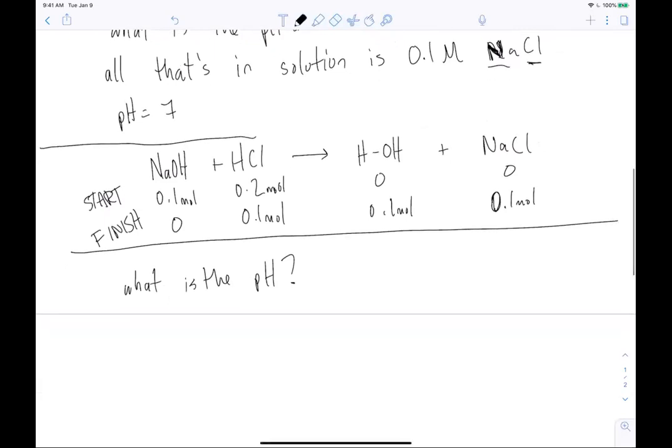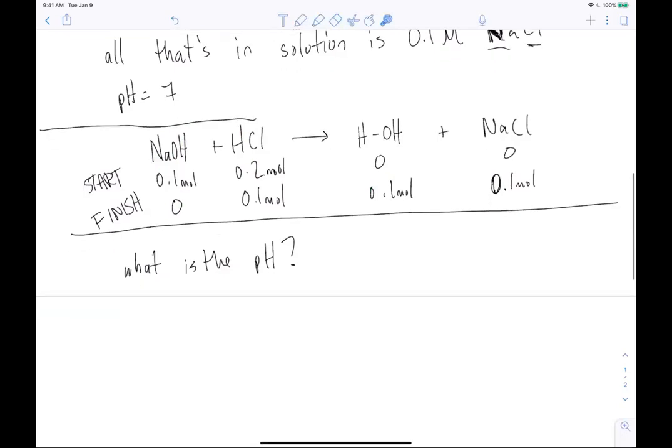What is our pH? Before, all we had to worry about was the fact that we had some sodium chloride and some water. So the product side for a strong acid and strong base doesn't affect the pH at all. All that we really care about is what's left over in the reactants. At the finish, we don't have any hydroxide, but we do have some HCl, and so now we just have to account for that.